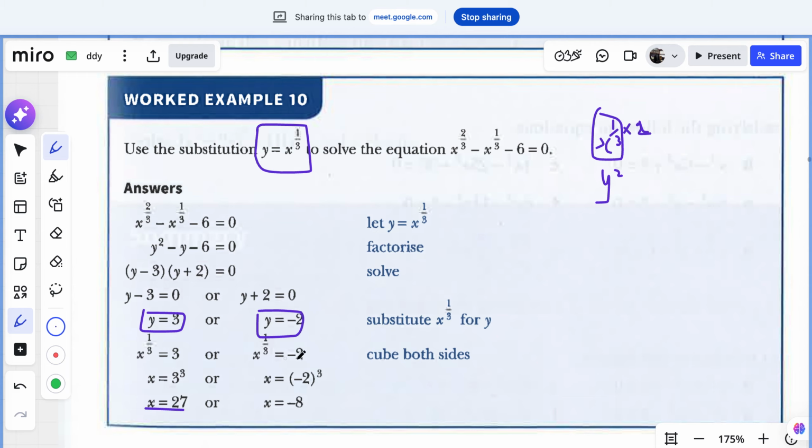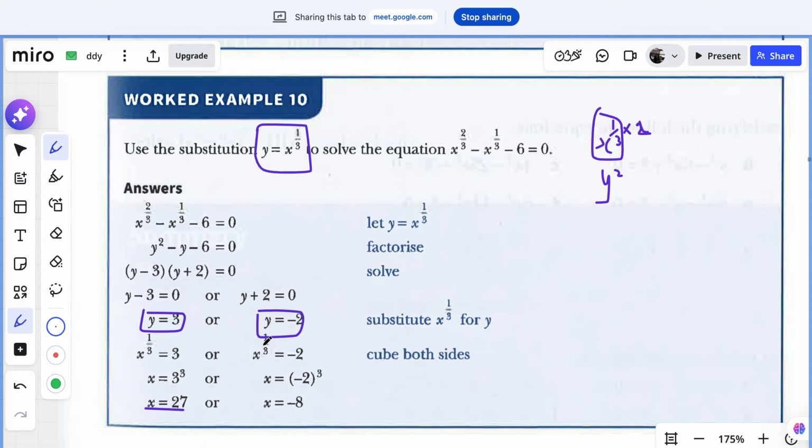So we also equate this one. We say x to the power of 1 over 3 equals negative 2. You do the same thing. You multiply here by power 3, you also multiply here power 3. Okay? You cube both sides. That's the language. Cube here, raised to power 3, also here, cube here, raised to power 3.